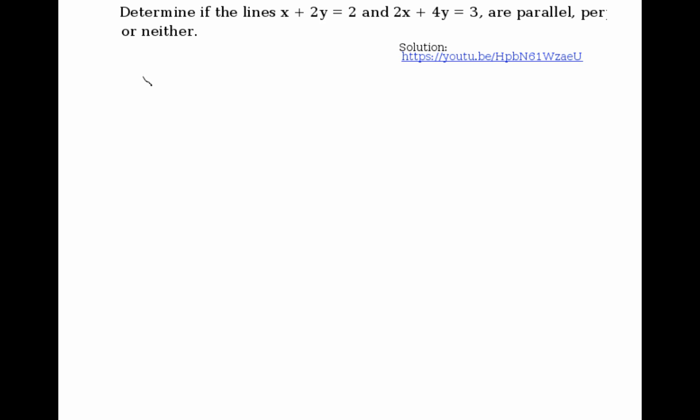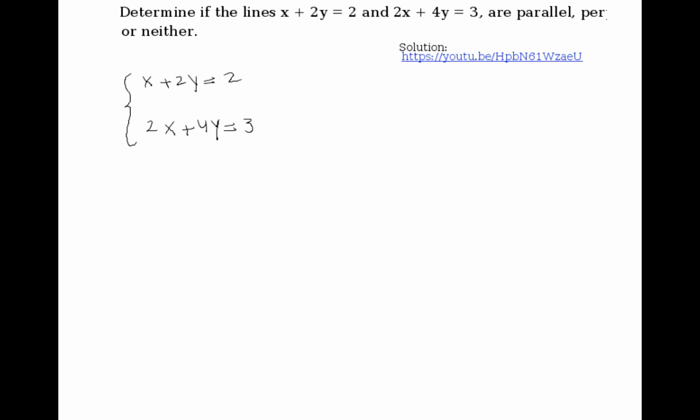So we have x plus 2y is equal to 2. And then here we have 2x plus 4y is equal to 3. Now, how are we going to find out whether these two are parallel or perpendicular? What's the first thing? Very good. If you write it in the slope-intercept form, you want to find the slope, basically.